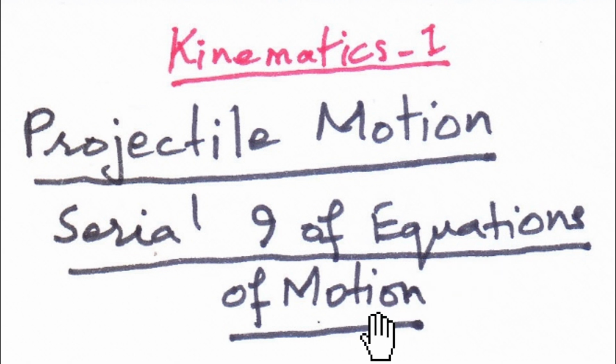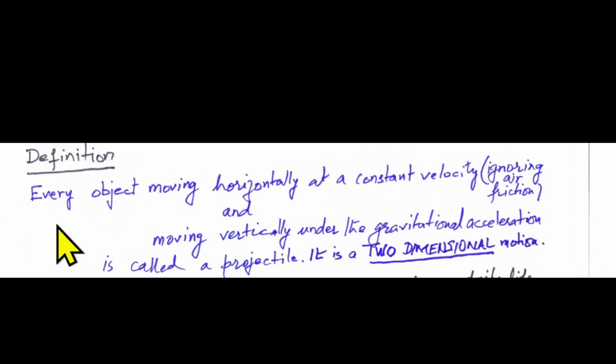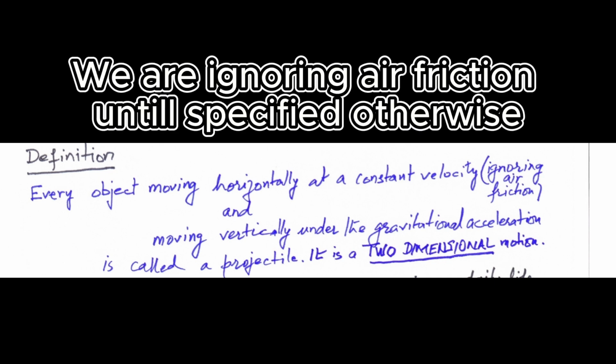First of all, I'll give you the definition of a projectile motion. Every object moving horizontally at a constant velocity and moving vertically under the gravitational acceleration is called a projectile. It is a two-dimensional motion. Please remember that when we are studying projectile motion, till the time I do not say that friction is going to be considered, we are ignoring air friction.